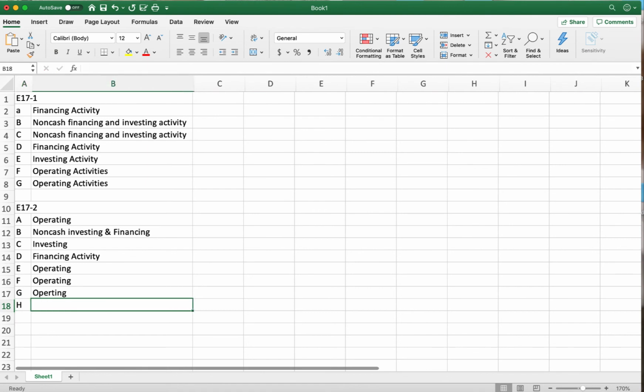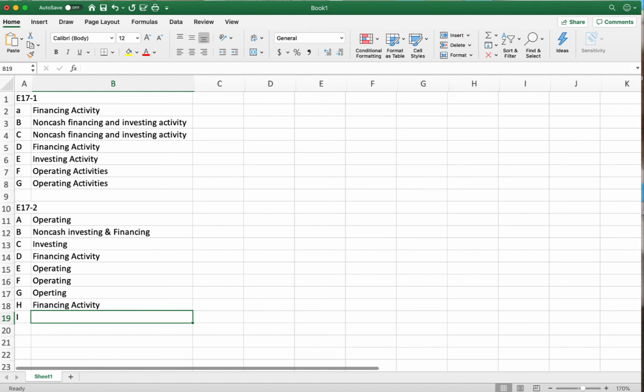Let's look at H. H says issuance of common stock. We are issuing common stock, probably getting some cash for it. That is a financing activity. Why is it a financing activity? It's a financing activity because any changes in the long-term debt or the equity accounts translates into a financing activity transaction on the statement of cash flow.